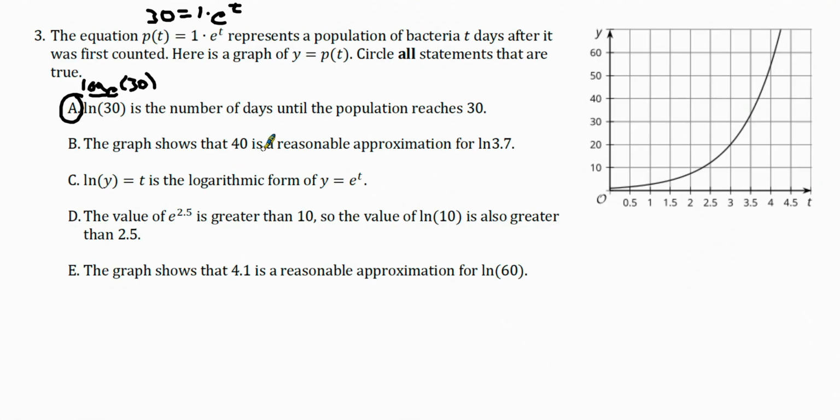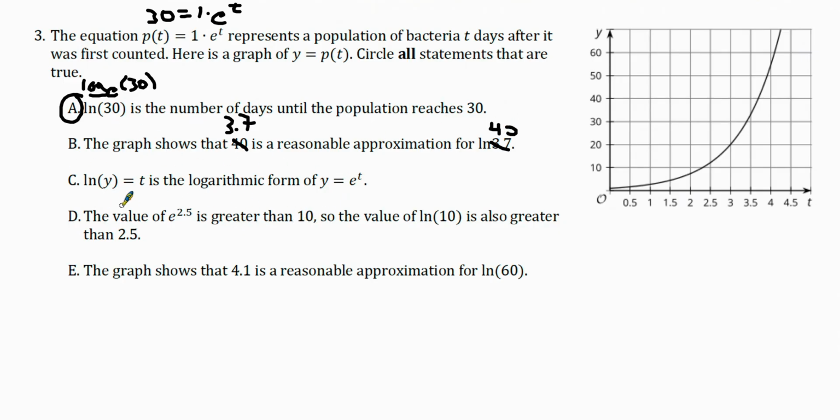For B, the graph shows that 40 is a reasonable approximation for the natural log of 3.7. This statement is backwards, right? This should say that the graph shows that 3.7 is a reasonable approximation for the natural log of 40. So B is not true.